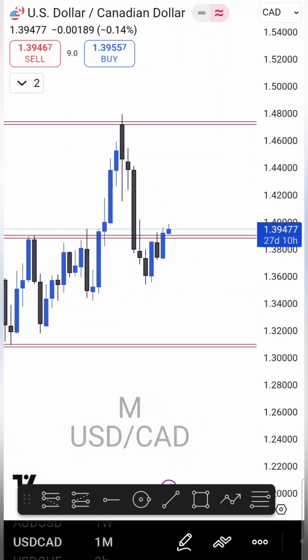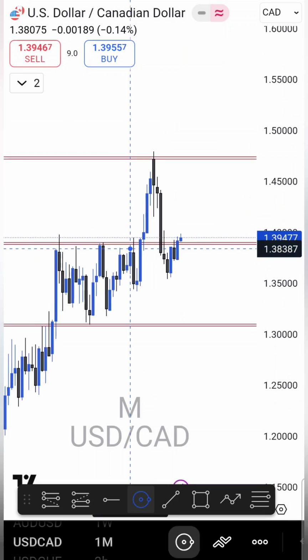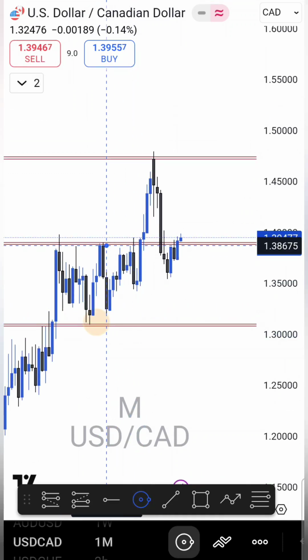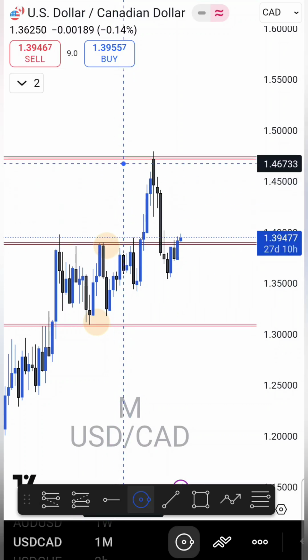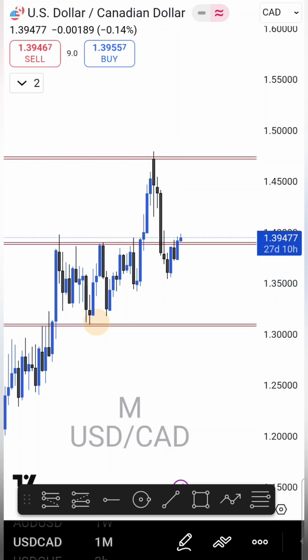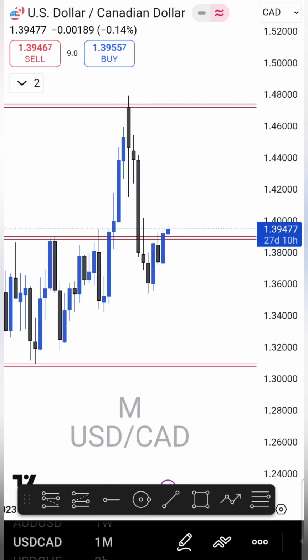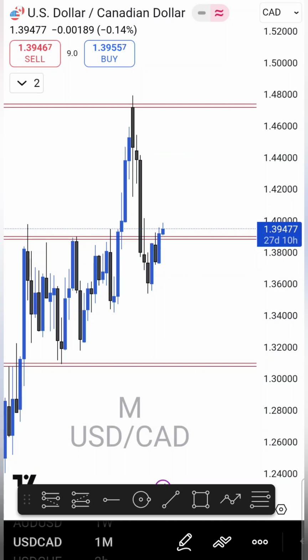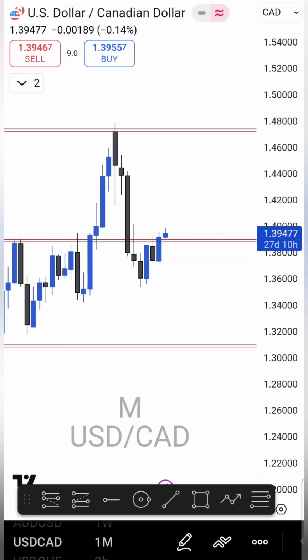You can also see here we have our monthly lower zone, we have our monthly mid-range zone, and then we have our monthly upper zone here. Price has currently broken a little above the monthly mid-range zone, confirming that there's a lot of bias in the market.